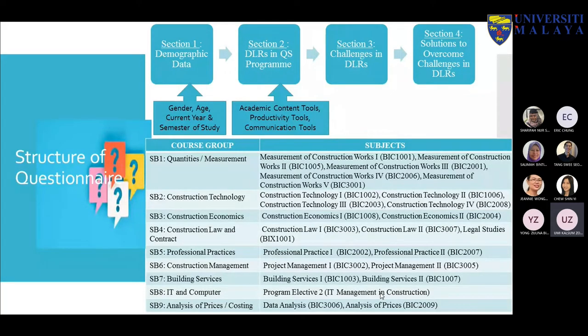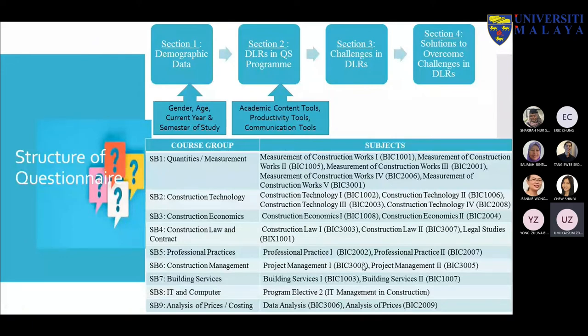Whereas I would like to highlight how we group the technical subjects into 9 categories and what is covered under each group, okay? The first course group focuses on quantities and measurement, and inside this group there are 5 subjects, from measurement of construction work 1 until measurement of construction work 5. The second category is construction technology, with 4 subjects, construction technology 1 until 4.